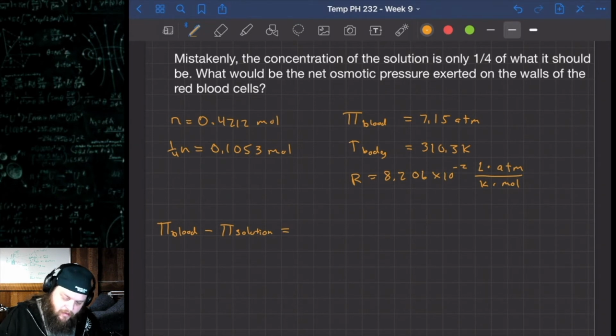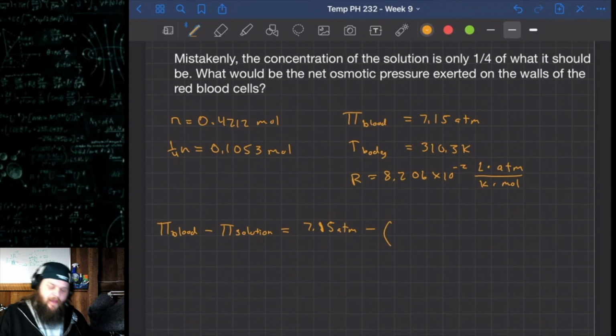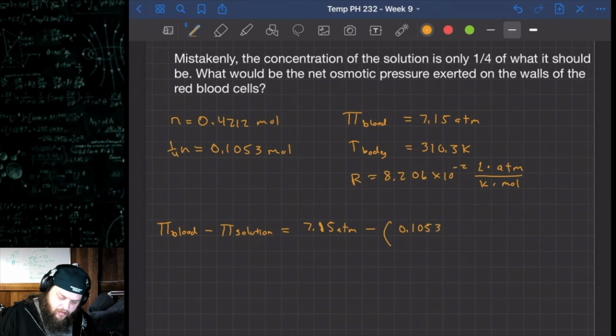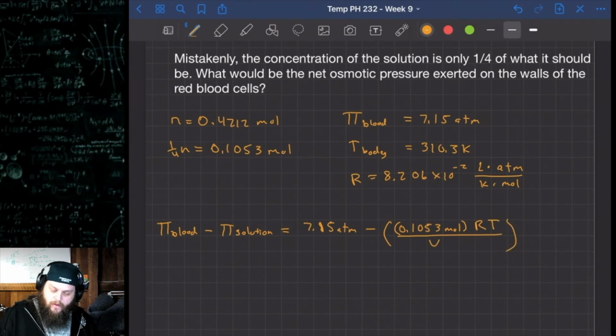So that's osmotic pressure of the blood minus the osmotic pressure of solution, is going to equal that 7.15 atmosphere minus, and now we need to subtract from that the actual moles that we have. So that's 0.1053 mole. We're going to multiply that by R. Let's just write RT. We're going to divide that by V, because the actual moles that we end up mixing into that solution divided by V, that's going to equal our concentration of the solution, times the R times T gives us the osmotic pressure of that solution. So now we have the same units for that.